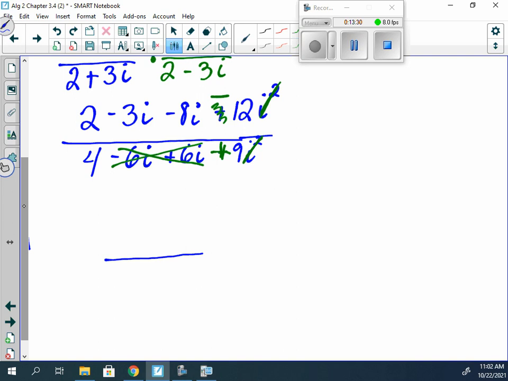So on the bottom of the fraction, we're left with what? 4 plus 9, which is 13. In the numerator, 2 minus 12 is negative 10. Negative 3i minus 8i is negative 11i. And we have this here. Any questions on any of this so far?